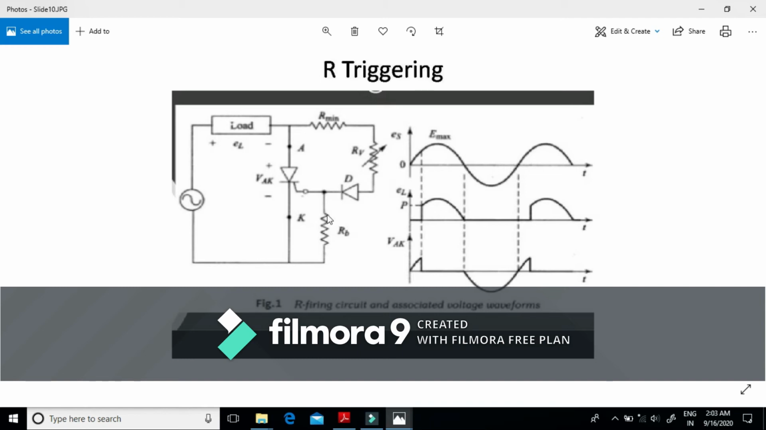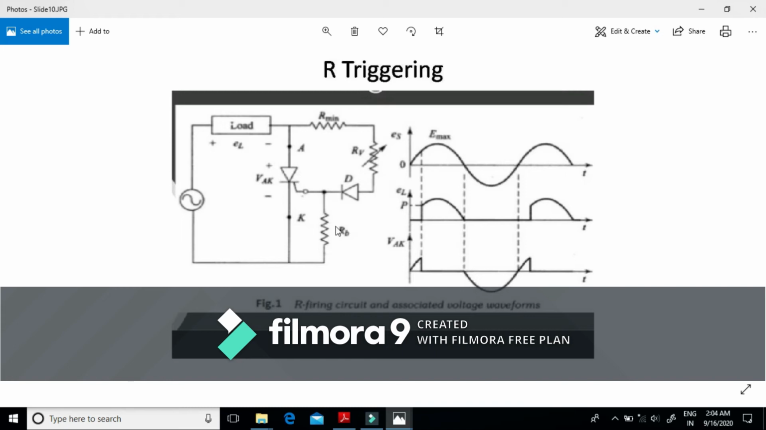This resistance triggering circuit suffers from the disadvantage that we have a limited firing angle control, that is from 0 to 90 degrees only.